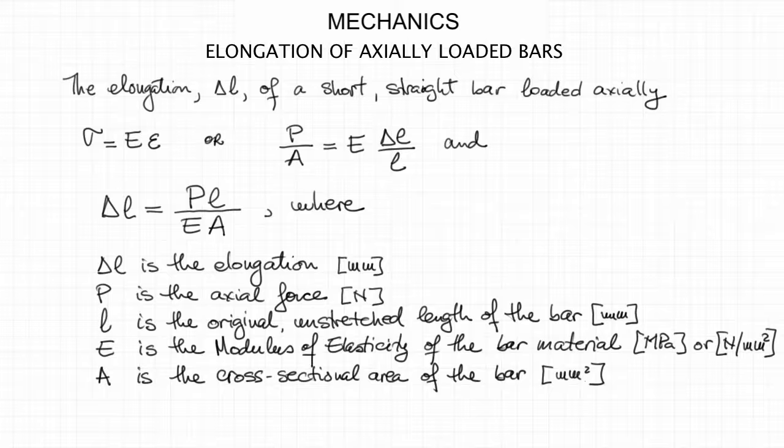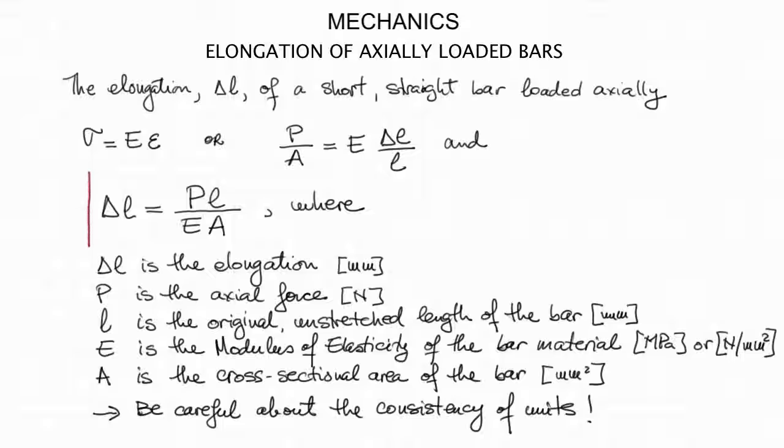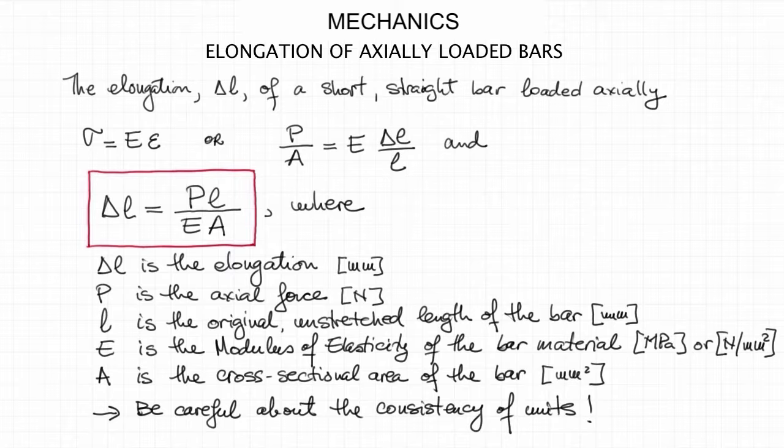Now, a word of caution here: please ensure that your units are always consistent. So if you use the units that I noted above, then that's perfectly fine, because otherwise the result will be totally incorrect. So please pay attention to the consistency of units. Delta L equals PL over EA, a very important formula that you should remember. And this will help us determine the elongation of straight bars loaded axially.